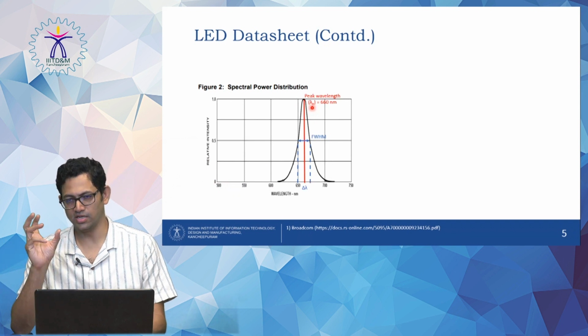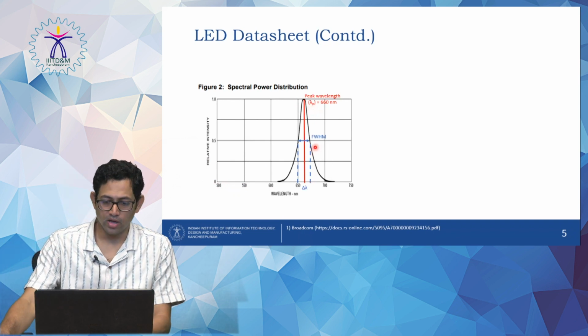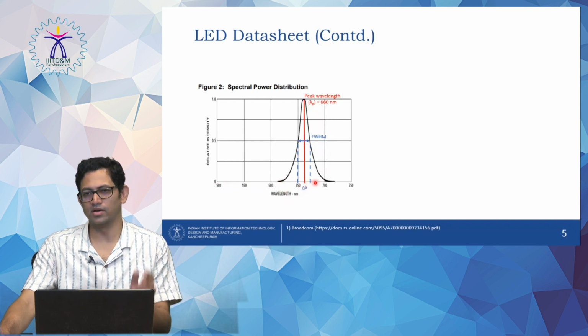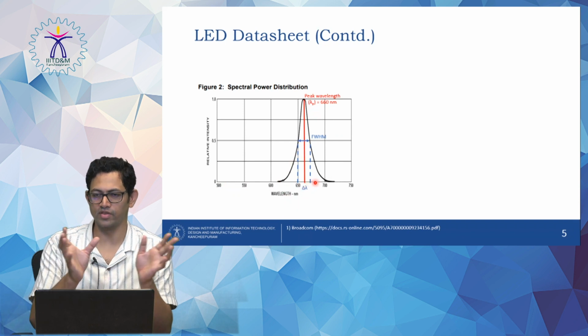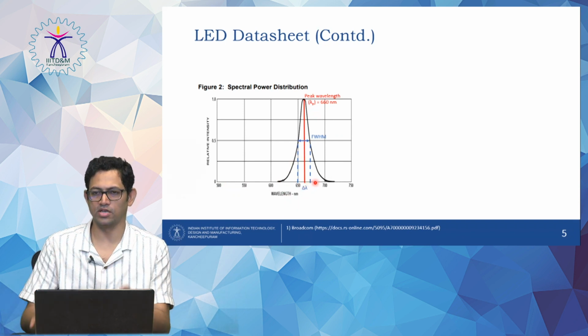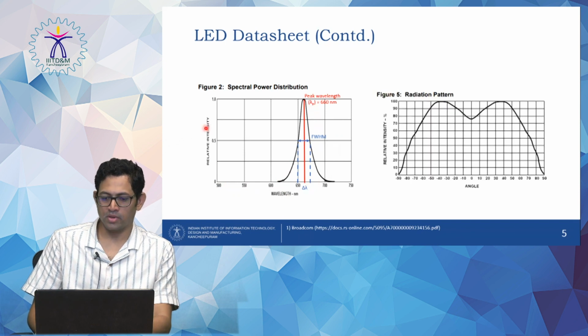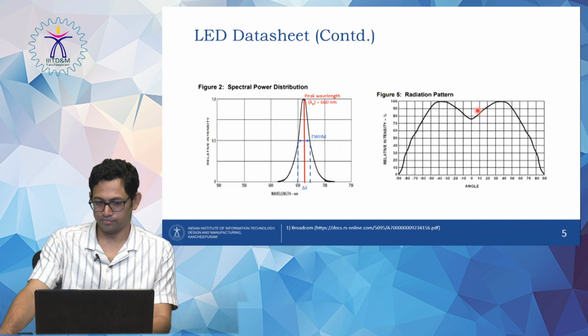Double the theta, where theta is the viewing angle. Okay, so here the full width half maximum, you can see it's from around 650 to around 670. So the viewing angle would be around half of that full width half maximum, around 7 to 10 or so. Okay, the next thing is the radiation pattern.